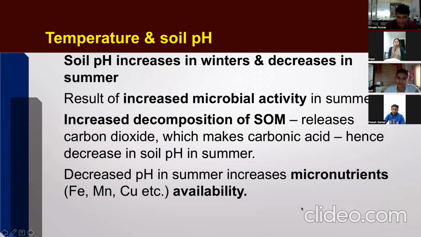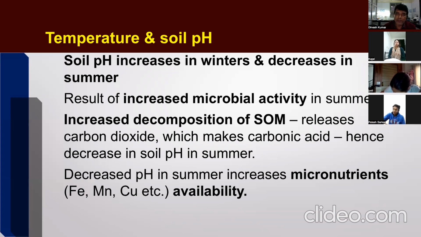Now it is also interesting, sometimes temperature also controls the soil pH. So the question is that soil pH increases in winter and it decreases in summer. Soil pH increases in winter, particularly in northern India, where you have a subtropical kind of climate. So under these conditions, soil pH increases in winter. Why does soil pH increase in winter? Because of slow decomposition of organic matter.